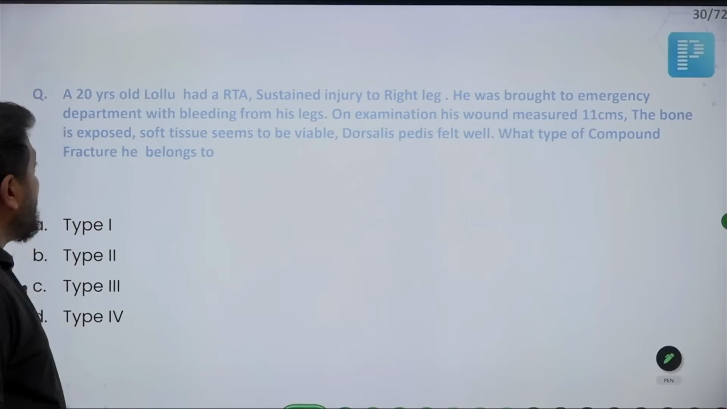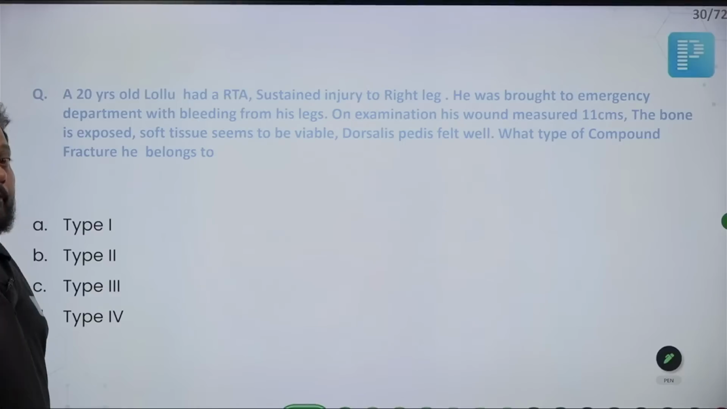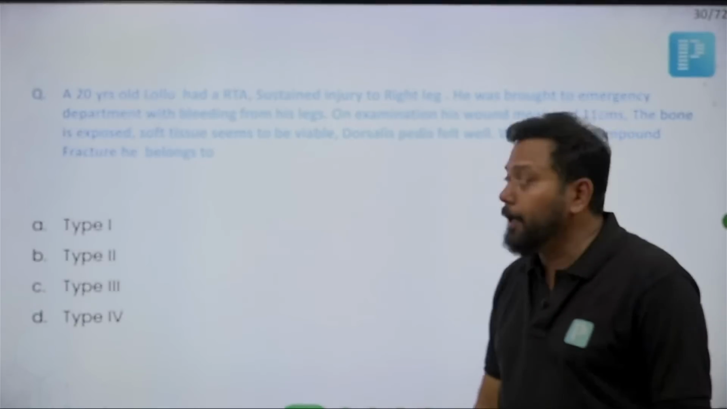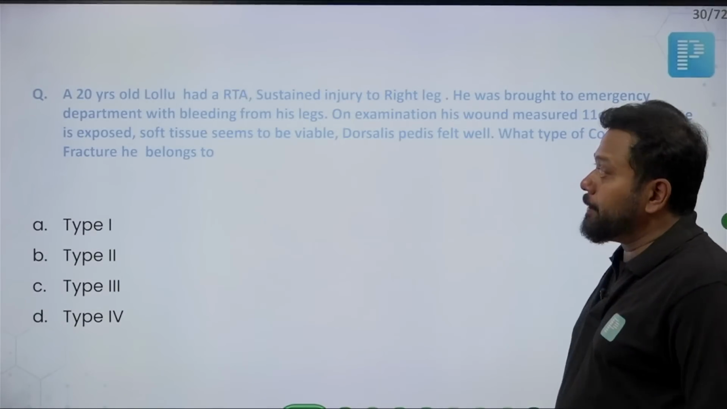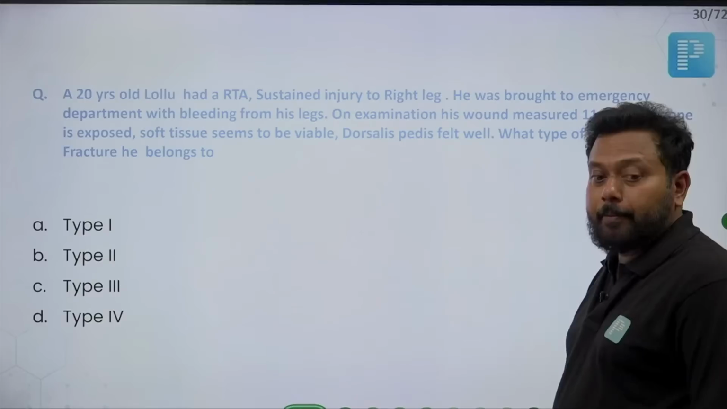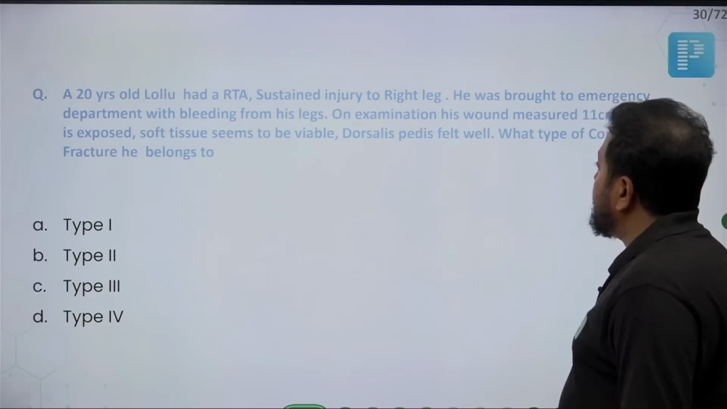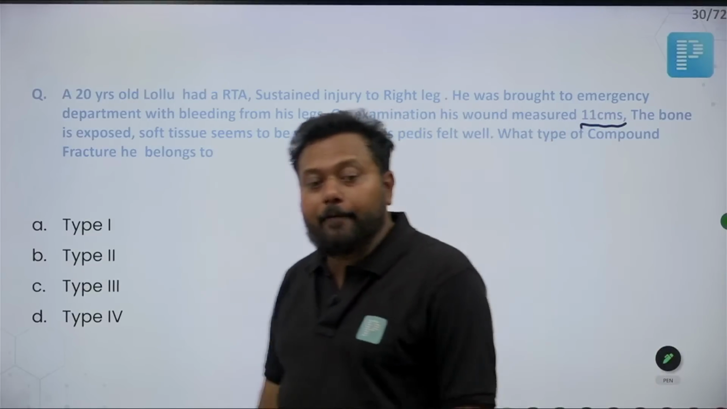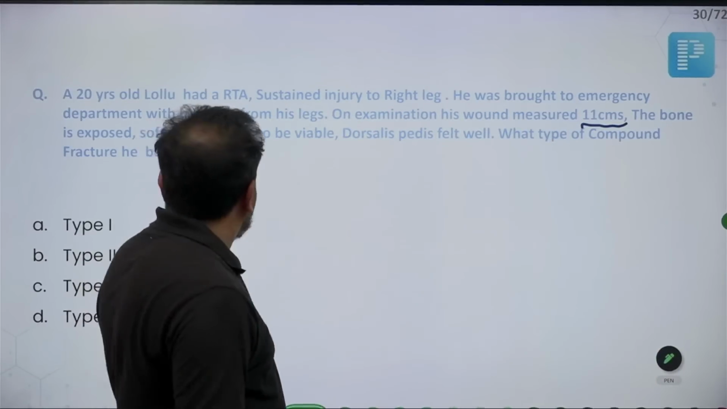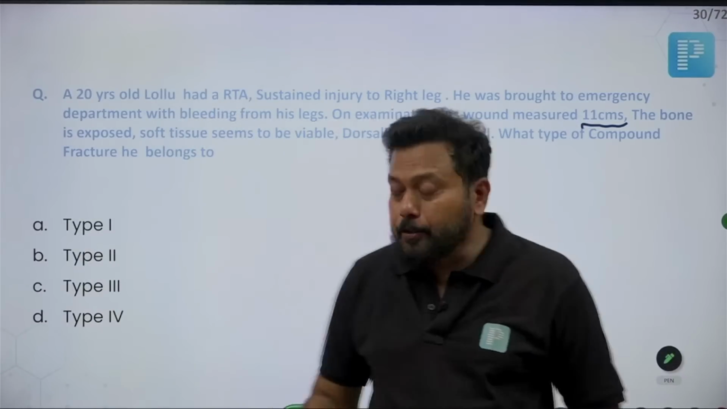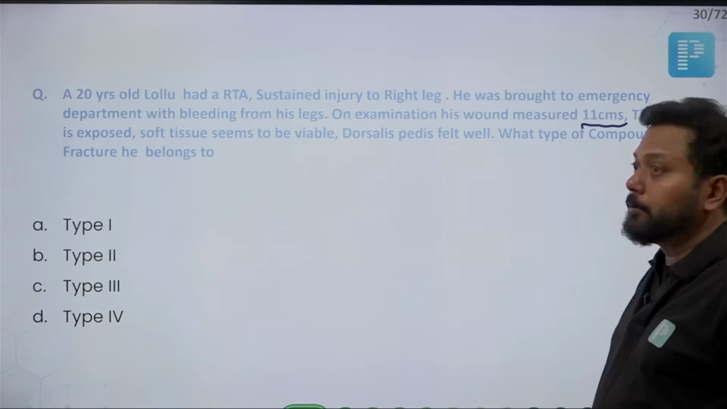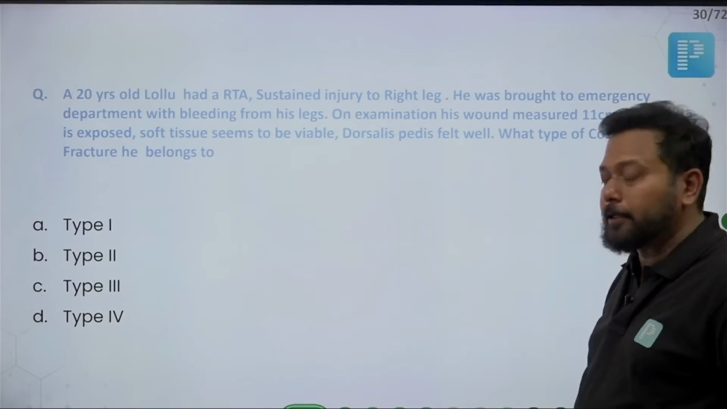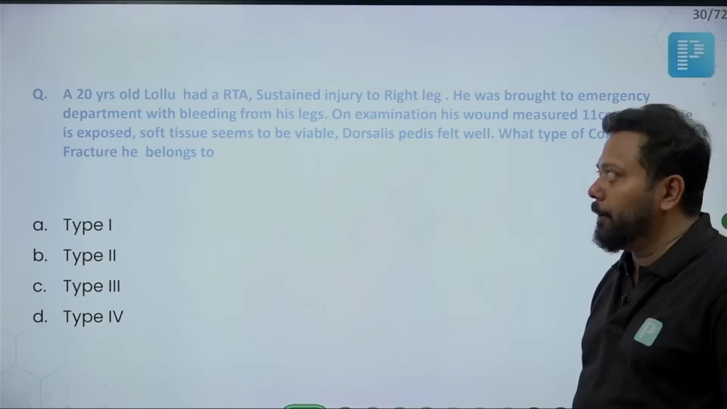Coming to the next question. A 20-year-old had a road traffic accident, sustained injury to the right leg, and was brought to the emergency department with bleeding from his leg. On examination, his wound measured 11 centimeters, that is the point. The bone is exposed and the soft tissue seems to be viable, it's not dead. Dorsalis pedis is felt easily, the pulse is felt. What type of compound fracture does he belong to?